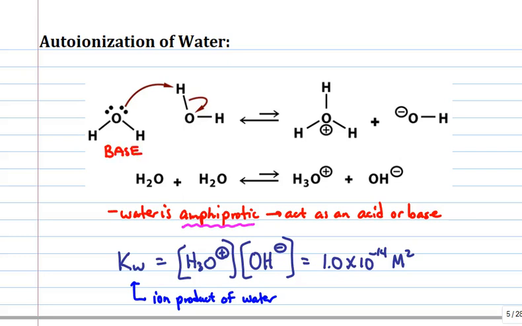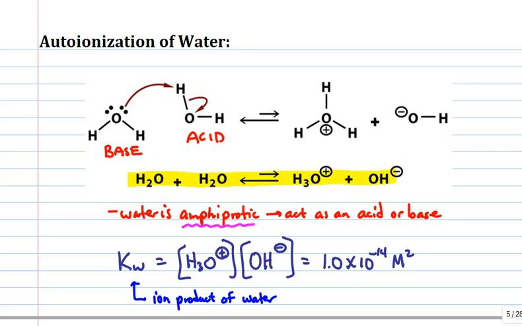It is abstracting a proton from another molecule of water, and so this one is accepting the hydrogen ion, and this one is said to be donating the hydrogen ion. Therefore, water can do both jobs, an acid or a base. So we call it amphiprotic. Now notice the equilibrium here.